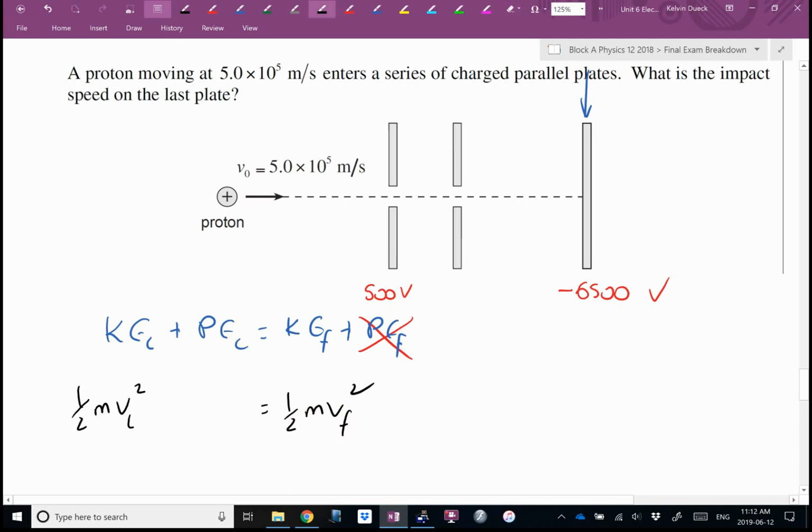Potential energy, why can't I use, don't write this down, kq1q2 over r? It's for point charges because of the r; this is plates. Also, how many charges does this formula need? 2. How many do I have? 1. It's a proton. So, no. How else can I find potential energy in this unit?